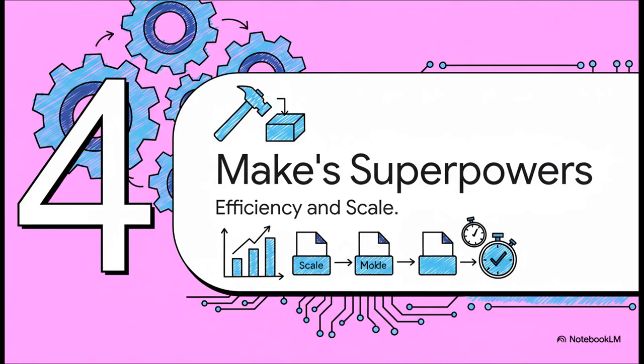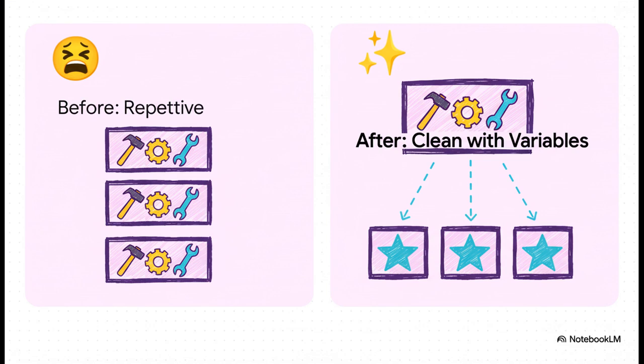But it gets better. Make isn't just about these simple little recipes. It has some amazing hidden superpowers. We can call them the chef's secrets that make it way more efficient and scalable than you'd think. First up is one of my favorites, variables. Just look at the before on the left. You see how those compiler flags are just repeated over and over again? It's a mess. Now look at the after on the right.